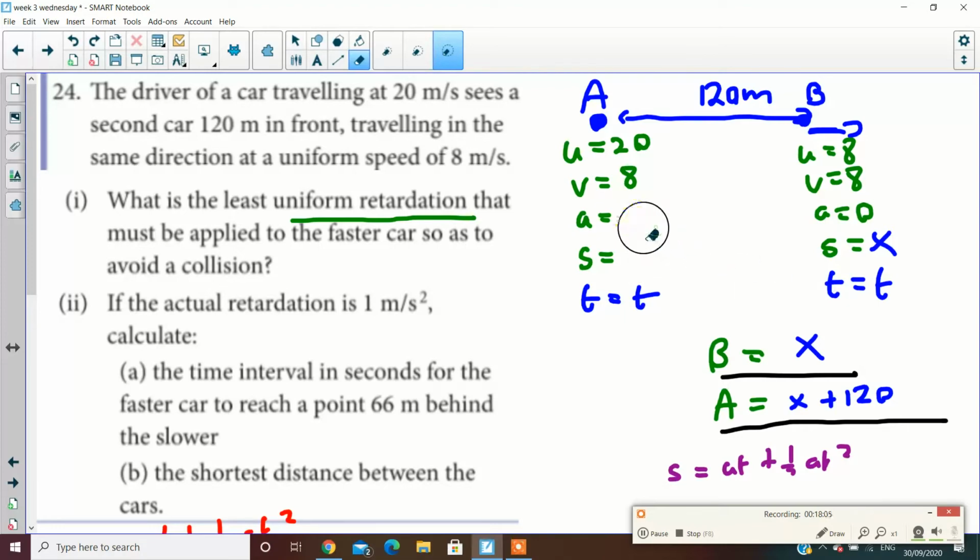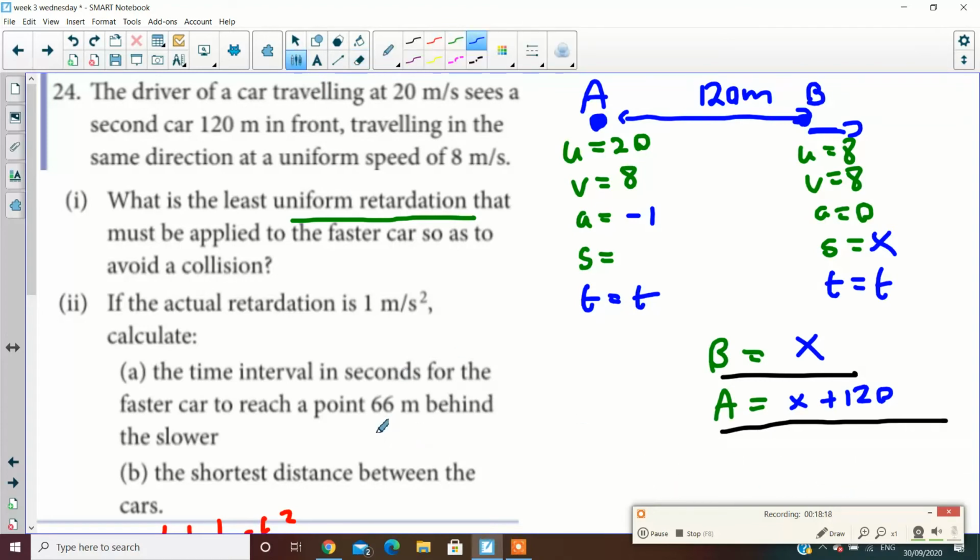Our a value we do know. a value is now minus 1. t value remains the same. Now, it's no longer x plus 120. We want to be 66 meters behind the slower car. What's 120 take away 66? 54, hopefully. Is that okay? You guys, 54 meters? Okay.